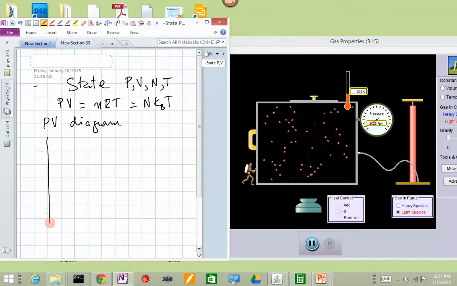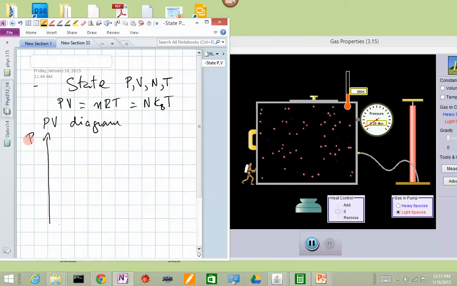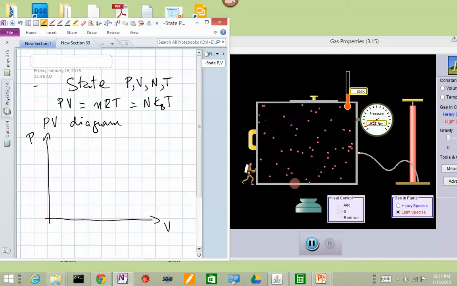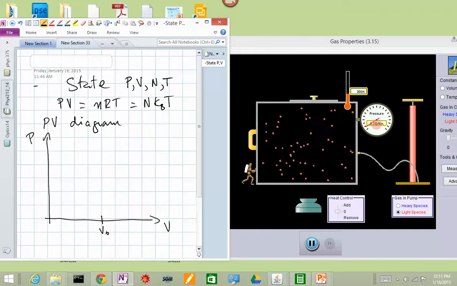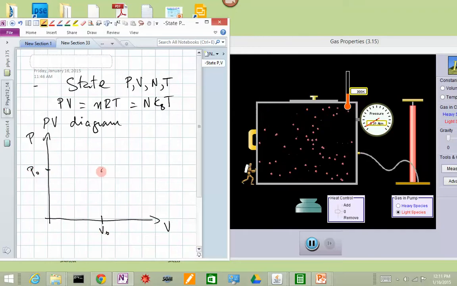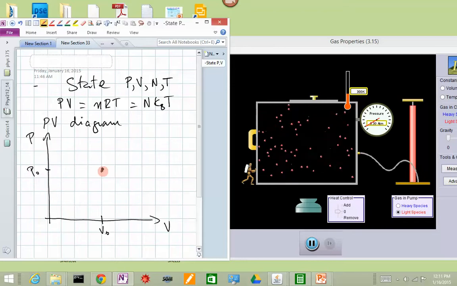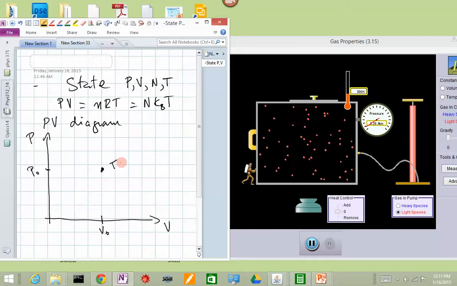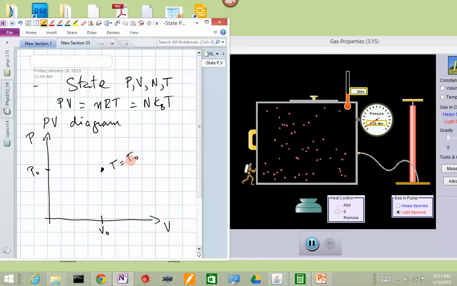Well, we're going to have P on the y-axis, V on the x-axis, and then we measure the volume here. And let's say that is a volume V0, and then we measure the pressure right here, and let's say that is a pressure P0, and this point here represents the state of this ideal gas, which has temperature T equal to T0.